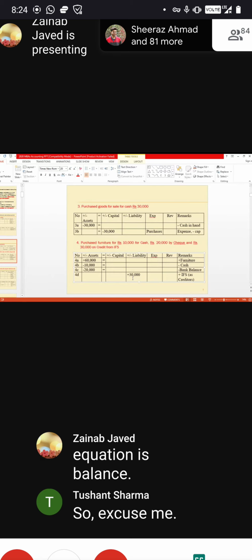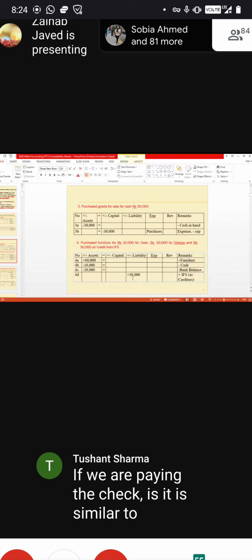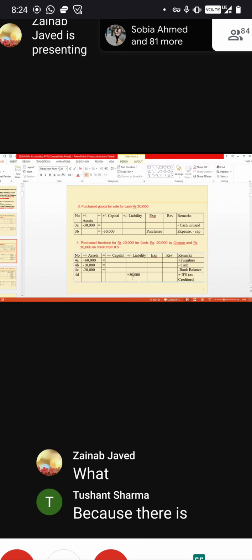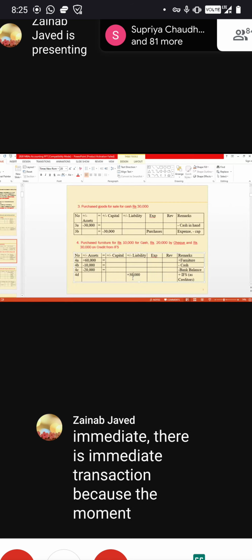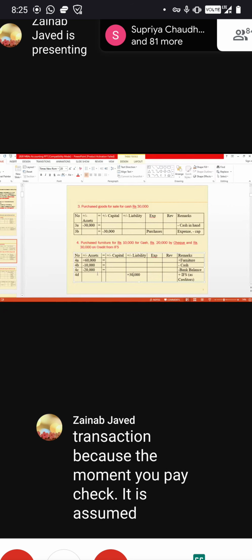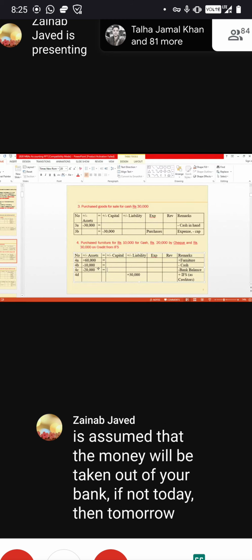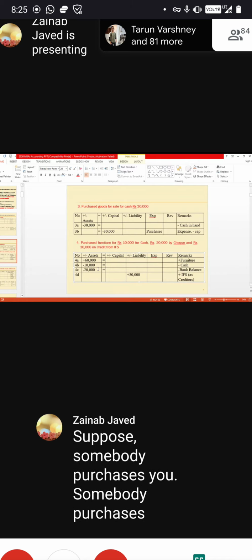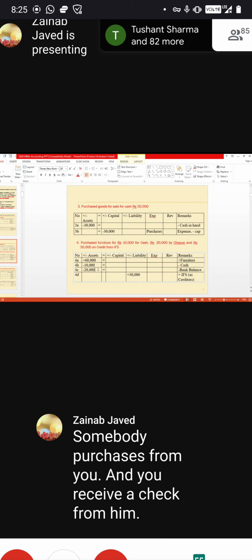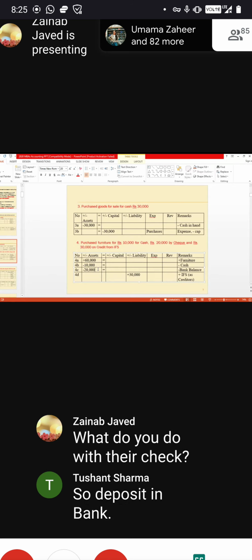Sir, excuse me. Yes. If we are paying with check, is it similar to crediting? Because there is no immediate transaction. No, there is immediate transaction, because the moment you pay check, it is assumed that the money will be taken out of your bank, if not today, then tomorrow. Suppose somebody purchases from you, and you receive a check from him. What do you do with that check? Deposit in bank, today or maybe after 1 month.